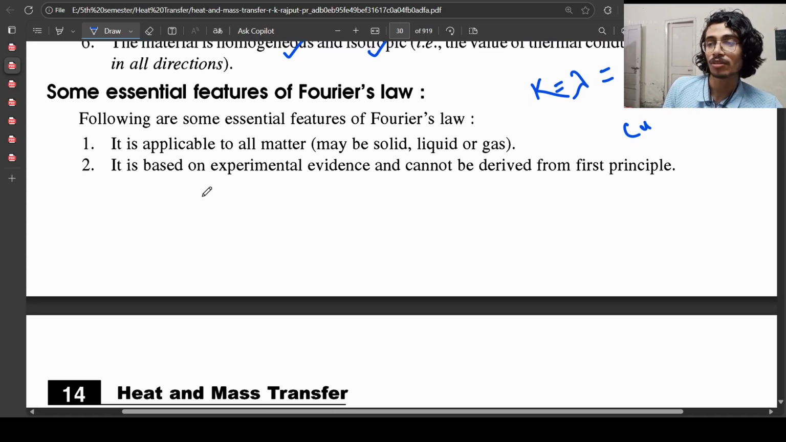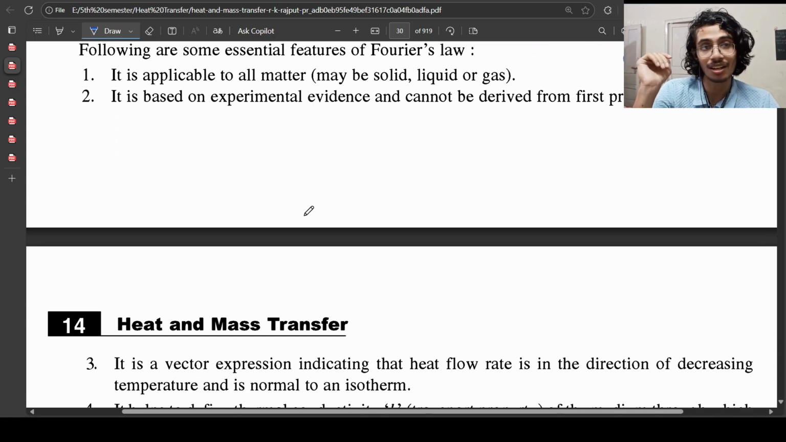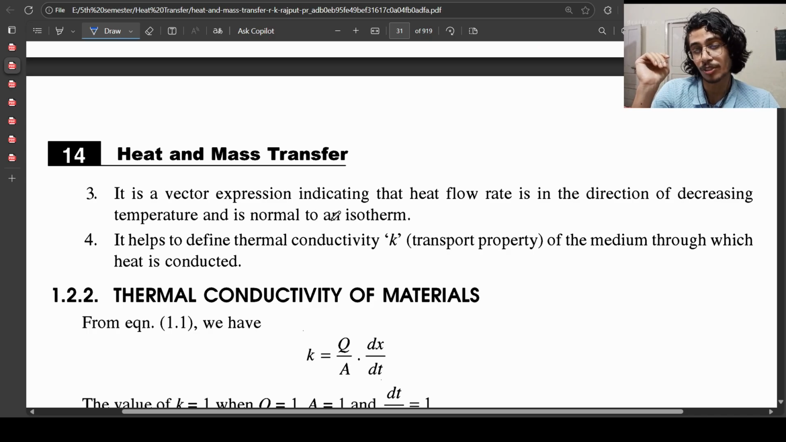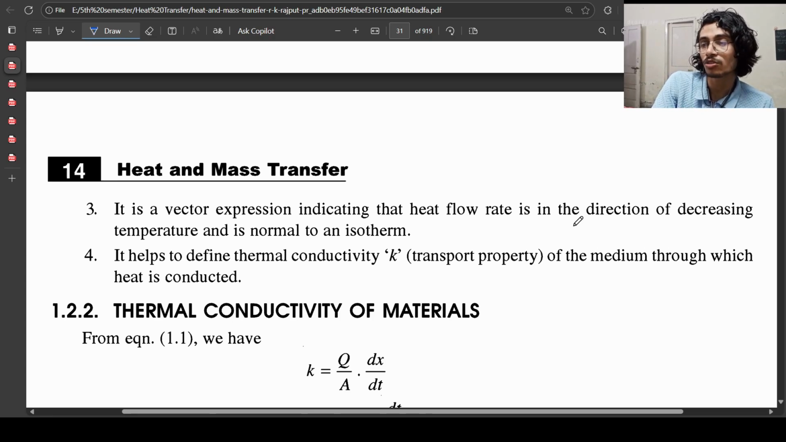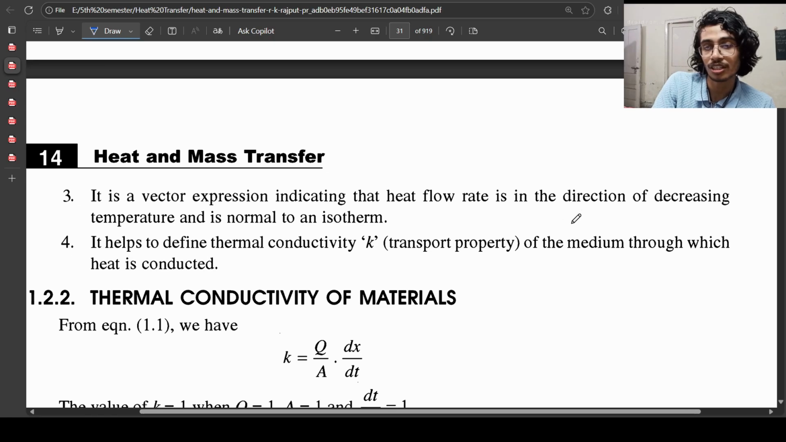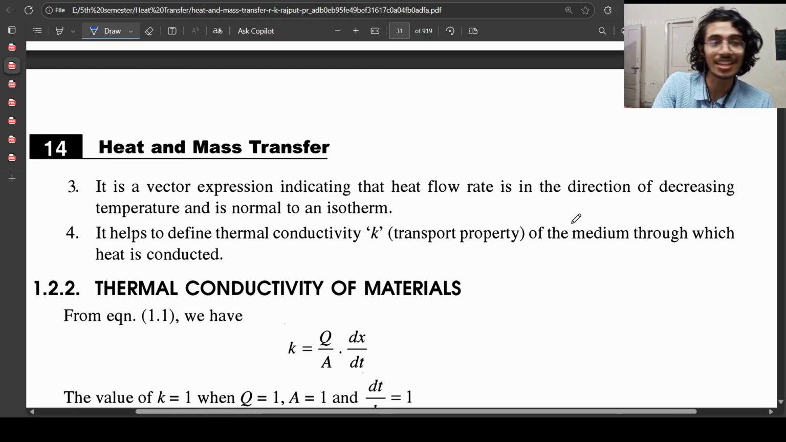It is based on experimental evidence and cannot be derived from first principles, or a general derivation is not there. It's a vector expression indicating that the heat flow rate is in the direction of decreasing temperature and normal to an isotherm. Okay, it can very easily be understood. It helps define the thermal conductivity of the medium through which heat is conducted.